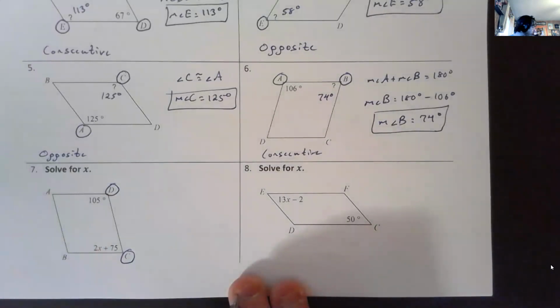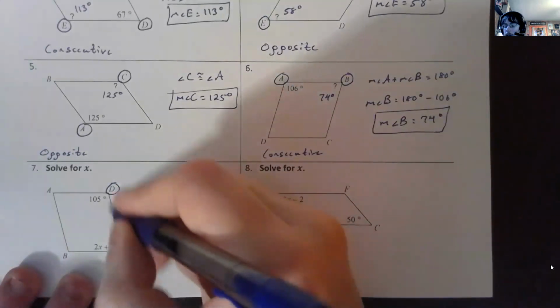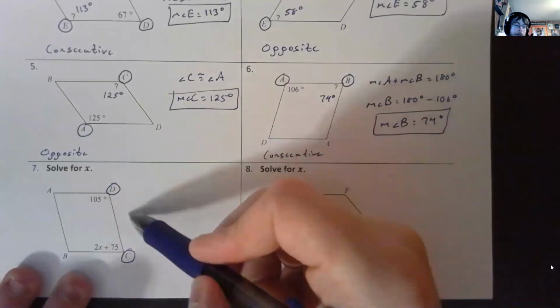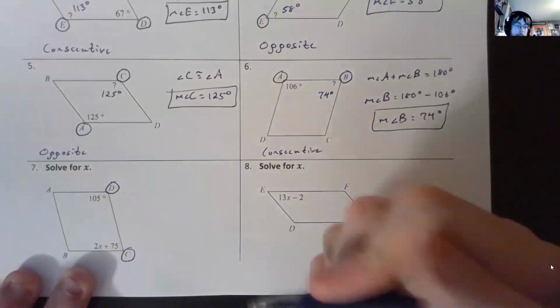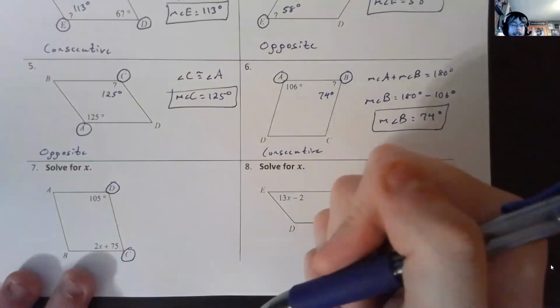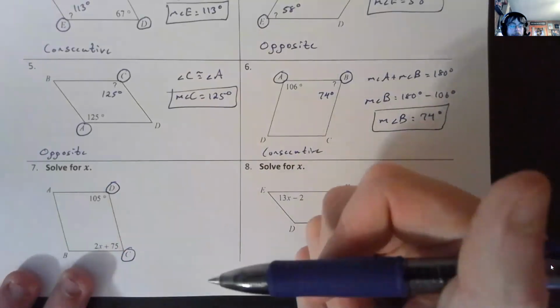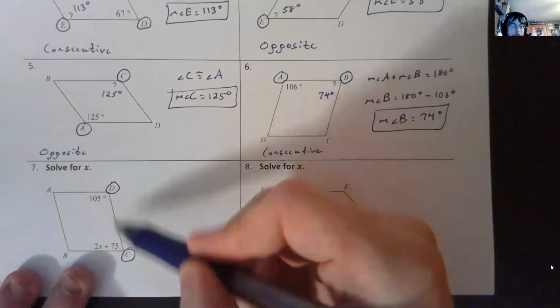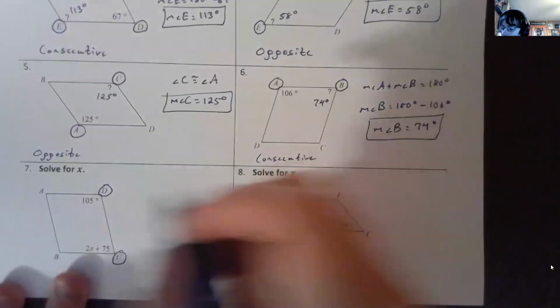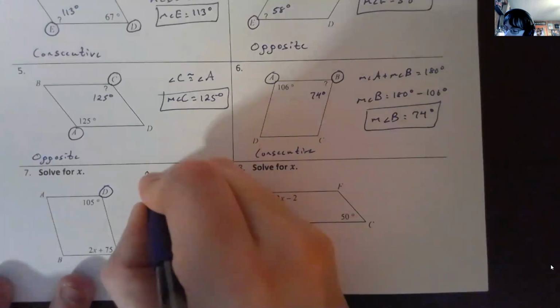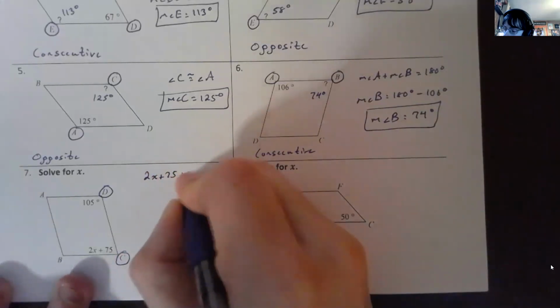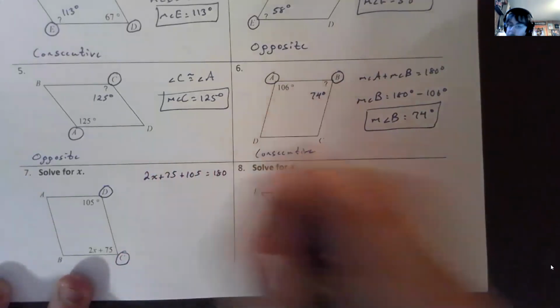So like always, we're gonna determine if they're opposite or consecutive first. Well, D and C, are they opposite or consecutive? Well, angle D and C are connected by this side of the quadrilateral. So they're directly connected, which means they're consecutive. Since they're consecutive, that means they are supplementary. So since they're supplementary, we're going to have to add these two together and set them equal to 180. So 2x plus 75 plus 105 is equal to 180.